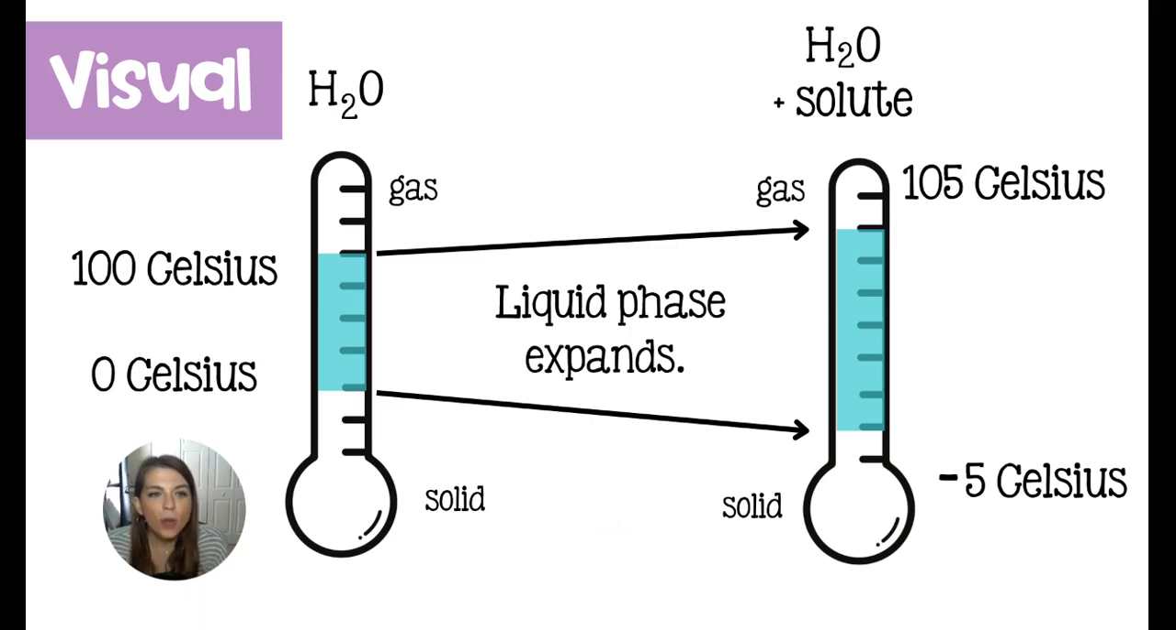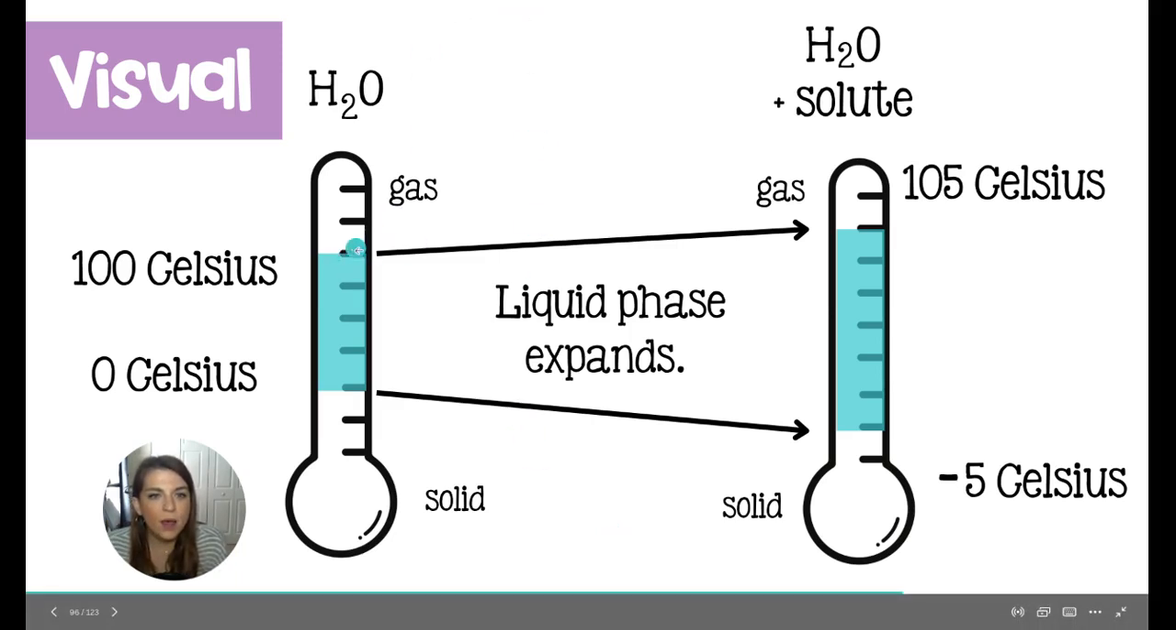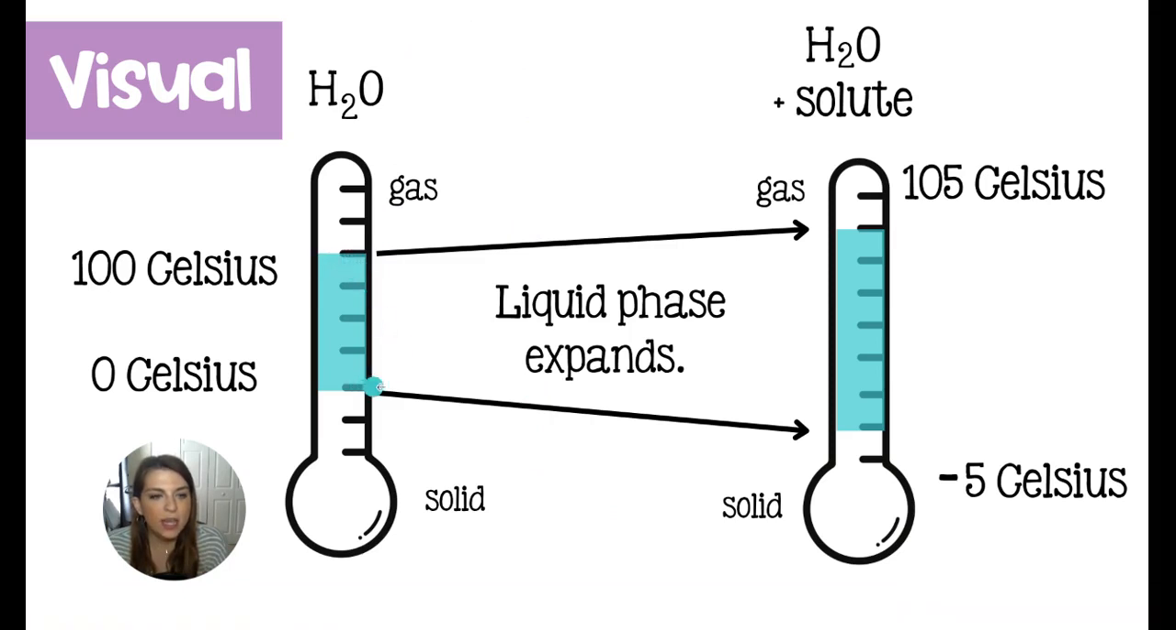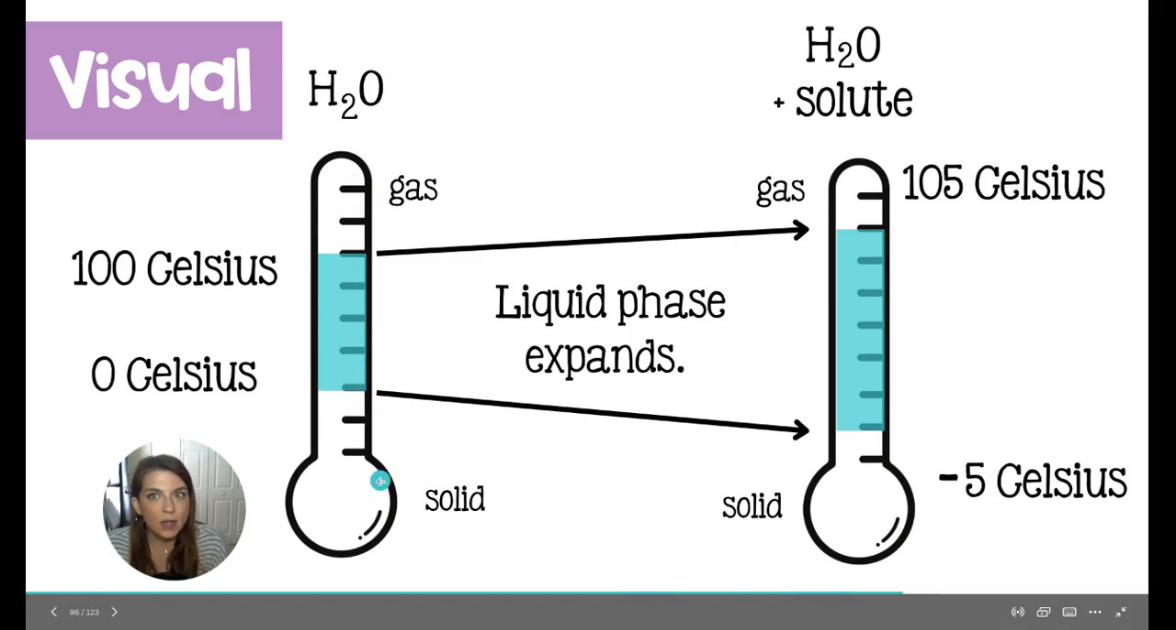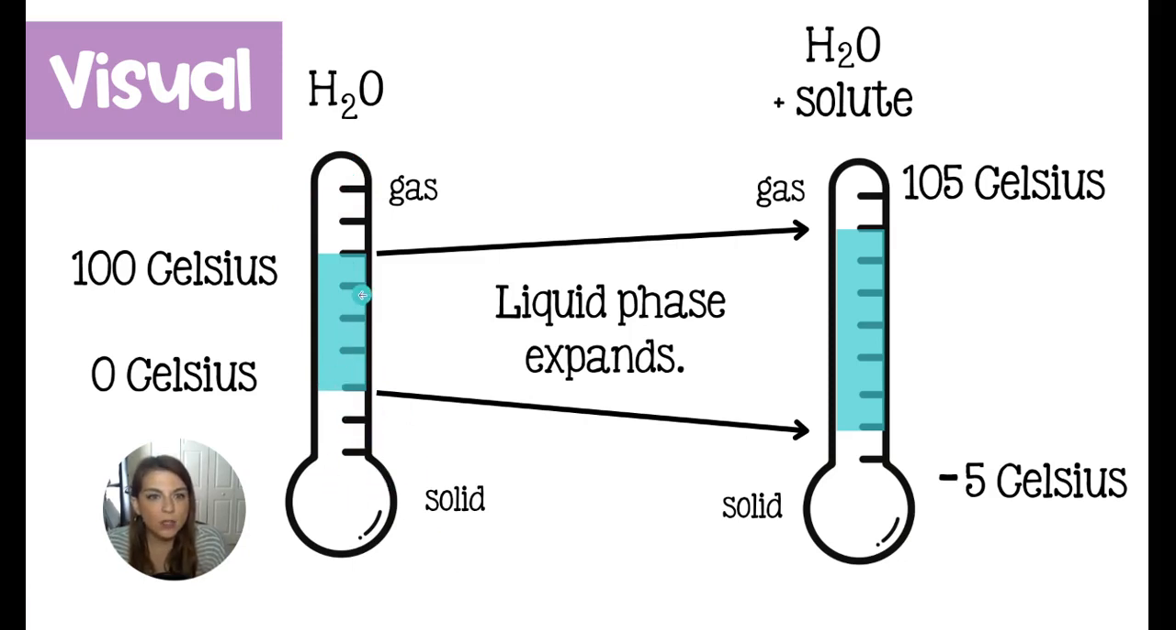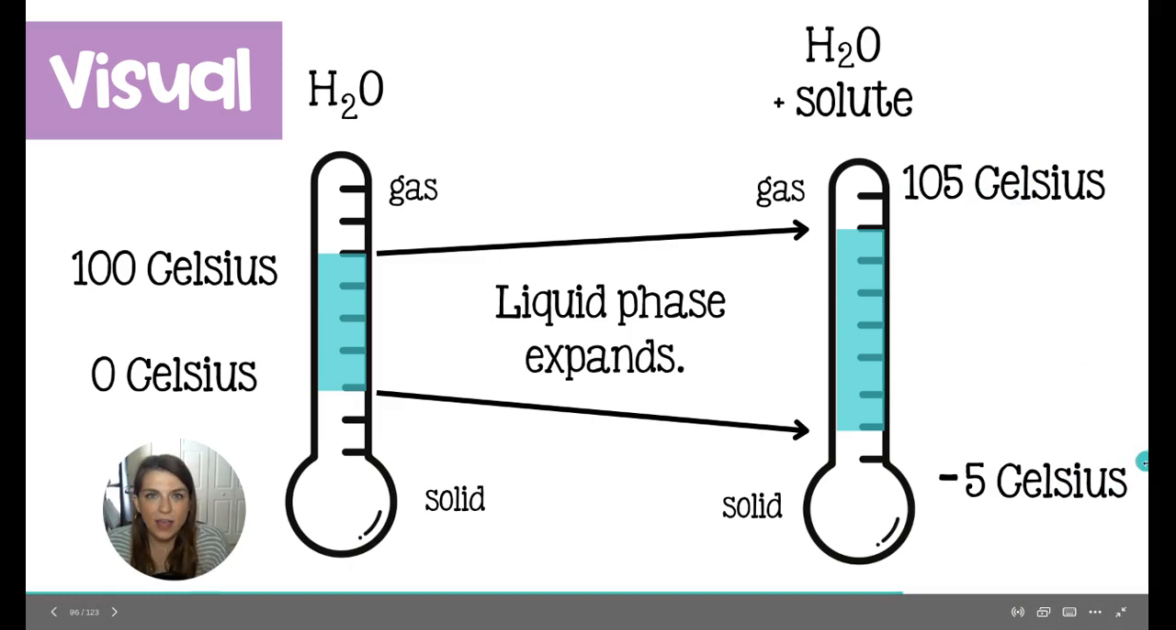Here's the visual. When you have pure water, the boiling point is 100 degrees Celsius and the freezing point is 0 degrees Celsius. So this blue box here represents the liquid phase. Anything above this is going to be a gas, and anything below it is a solid. Once we add solute, anything really, to water, it makes it more difficult for the water to boil. It makes it more difficult for the water to freeze. And in this case, the liquid phase kind of expands. So now our boiling point might be 105 degrees Celsius, and our freezing point might be -5 degrees Celsius.